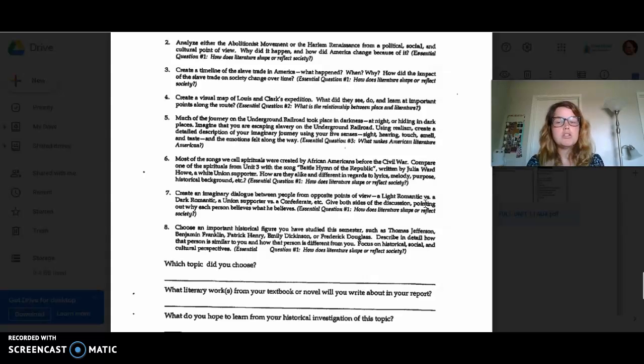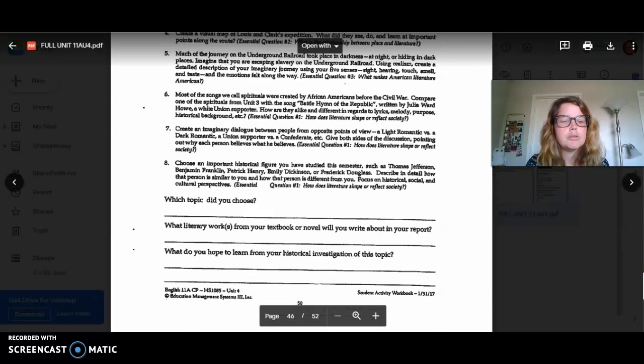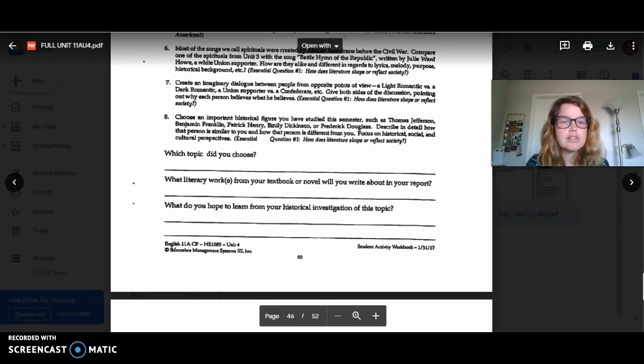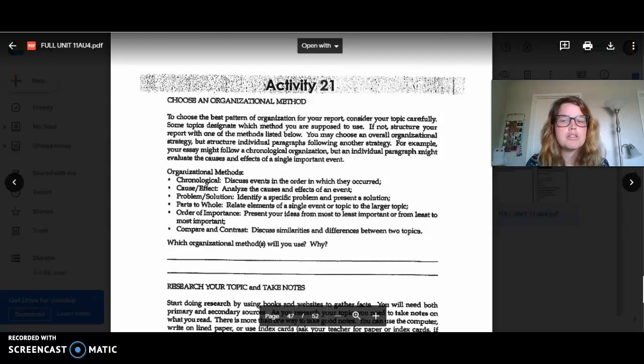So which topic did you choose? I said I would create number 5 because that one's the most interesting to me. What literary works from your textbook or novel will you write about in your report? So I'd find any pieces on the Underground Railroad or slavery. And then what do you hope to learn from your historical investigation on this report? How difficult it really was for slaves at the time, and what the Underground Railroad really was and looked like.